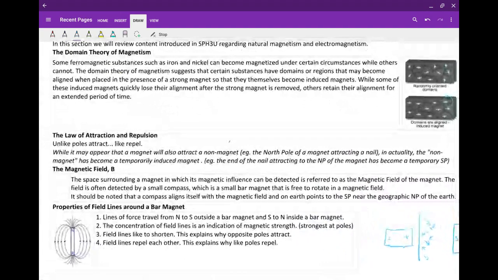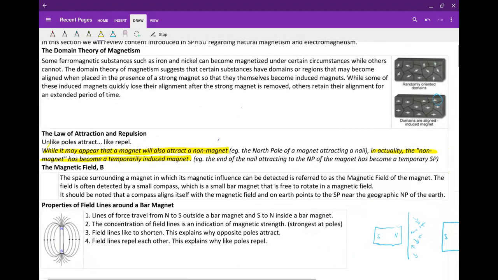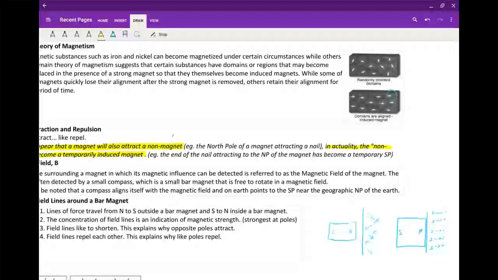Where was that quote? That's this quote here. It may appear that a magnet will also attract a non-magnet, right? But in actuality, the non-magnet has become a temporarily induced magnet. So, there we go. A temporarily induced magnet there. All right.